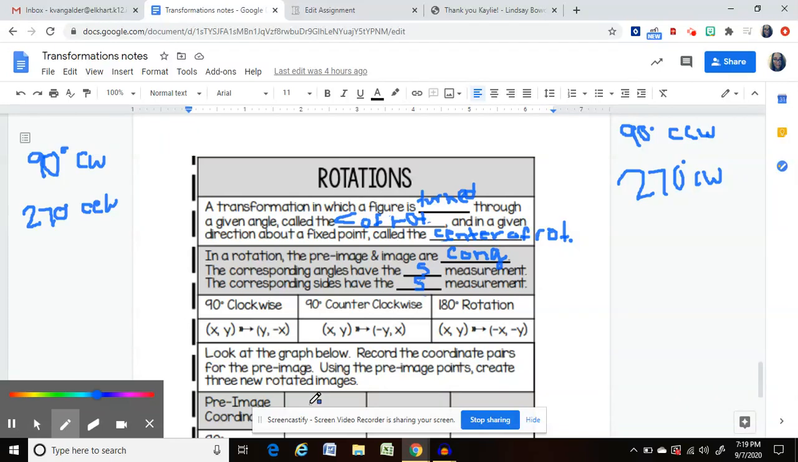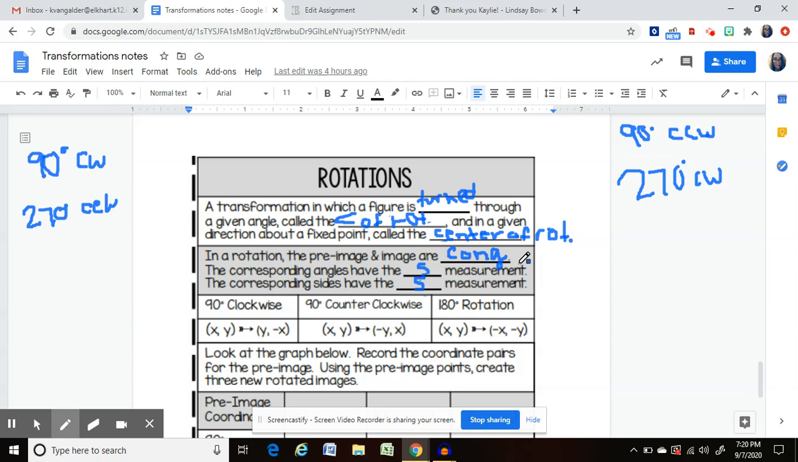All right, don't get overwhelmed by the amount that I have written down. I already warned you that this is the worst one, but we're going to get through it. So, a transformation in which a figure is turned, like a clock. We're going to talk about clocks a lot. We're going to talk about clockwise and counterclockwise through a given angle called the angle of rotation and a given direction about a fixed point called the center of rotation.